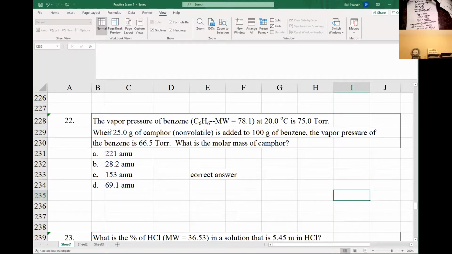So if I take 25 and divide by 0.16365, I get 152.8. Well, it really isn't that hard a problem. And if we look at our answer, it's 153, so we're okay.